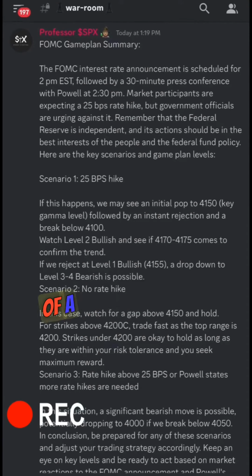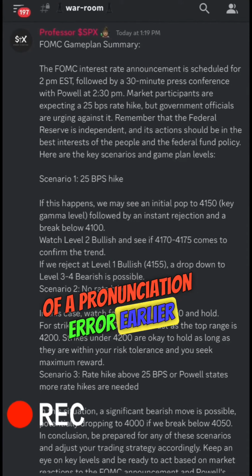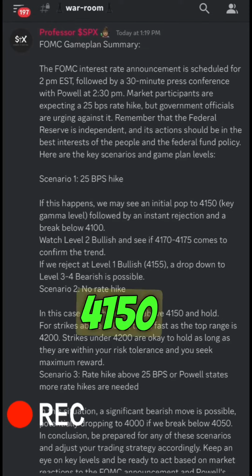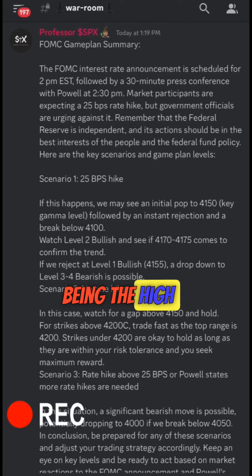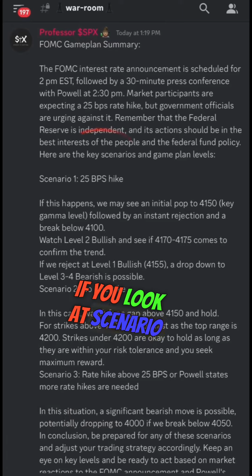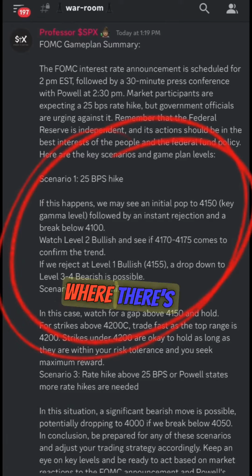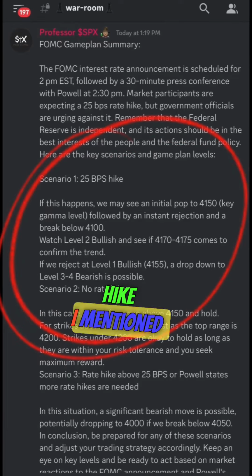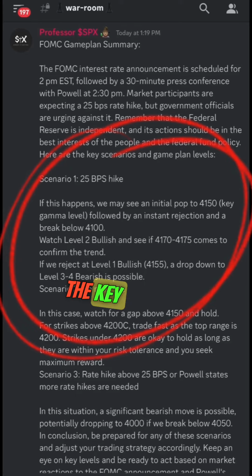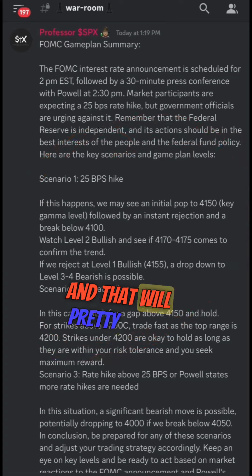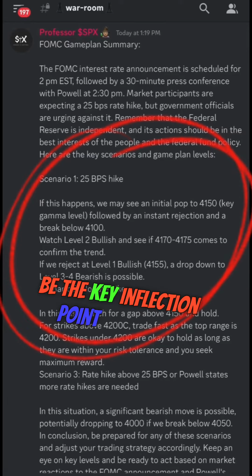So there was a little bit of a pronunciation error earlier where I mentioned 4050 instead of 4150 being the high of the day. Well, if you look at scenario 1, just as more confirmation where there's a 25 basis point hike, I mentioned that most likely the key range would be 4150 all the way to the top, and that will pretty much be the key inflection point to short the market.